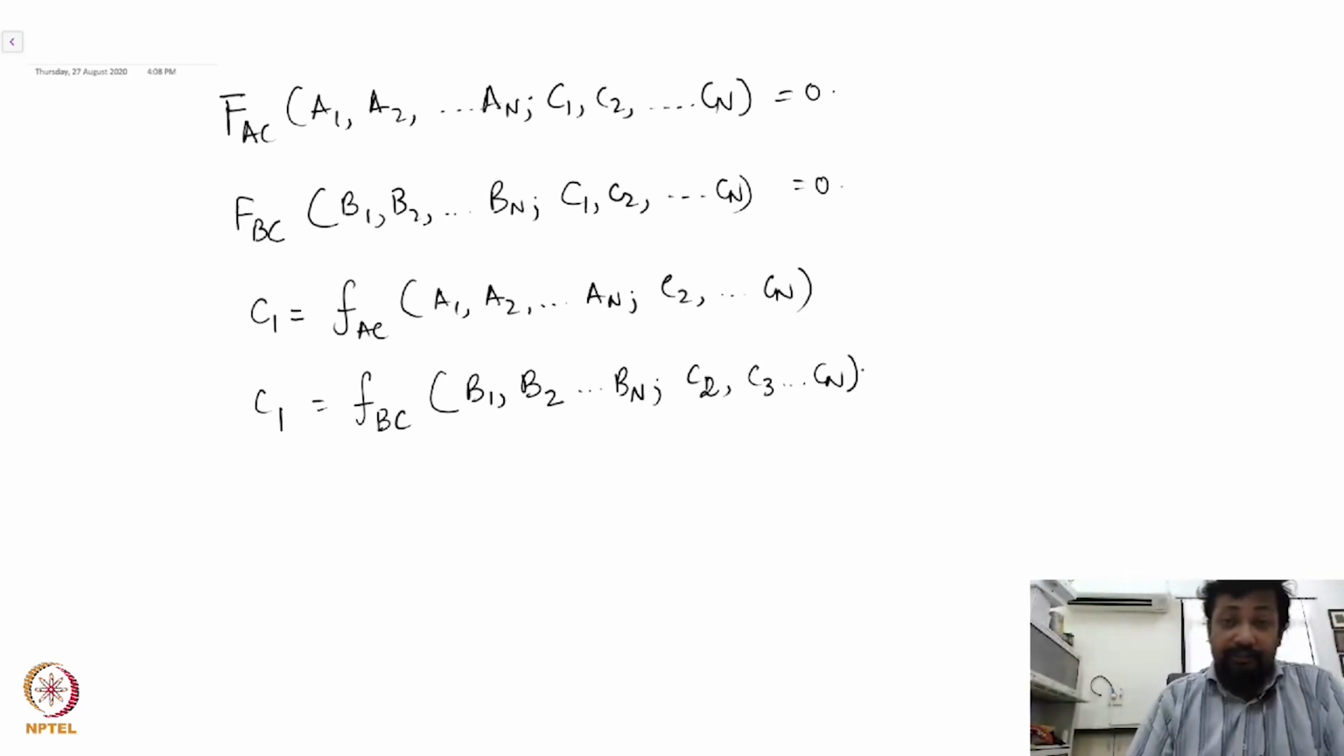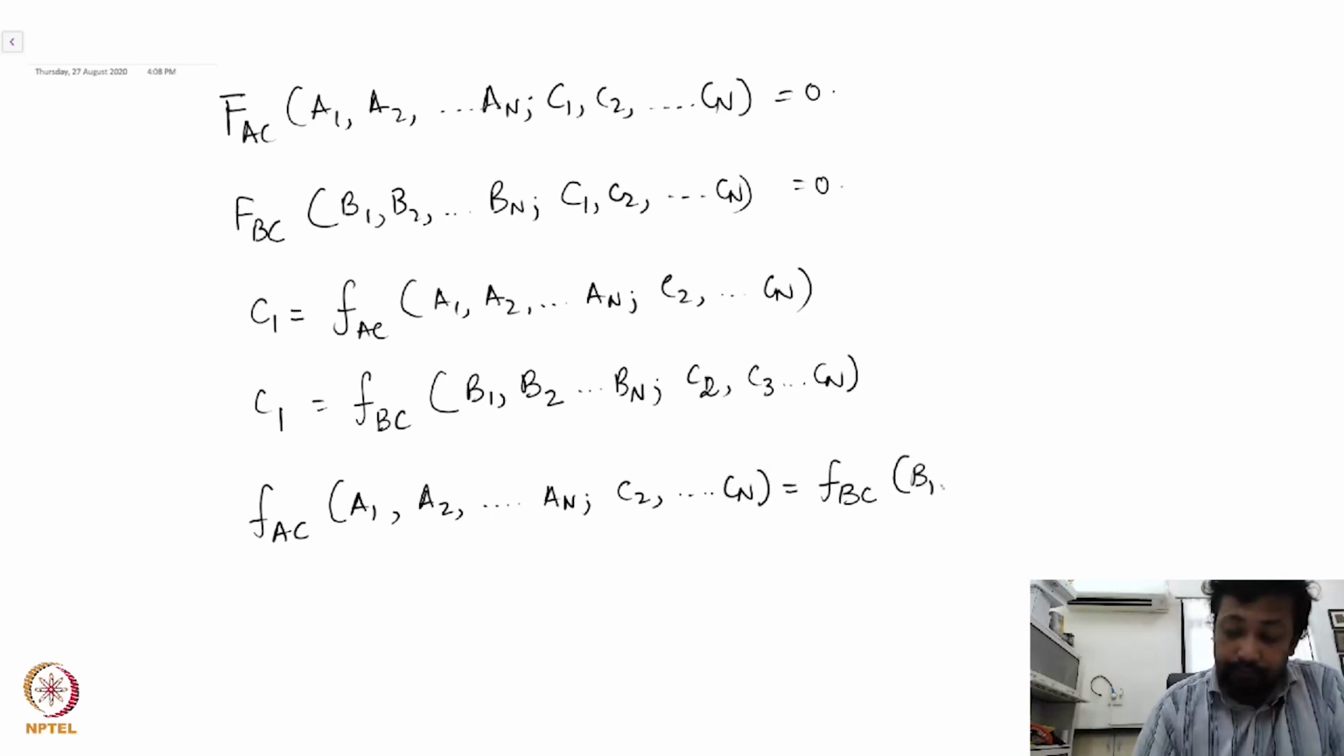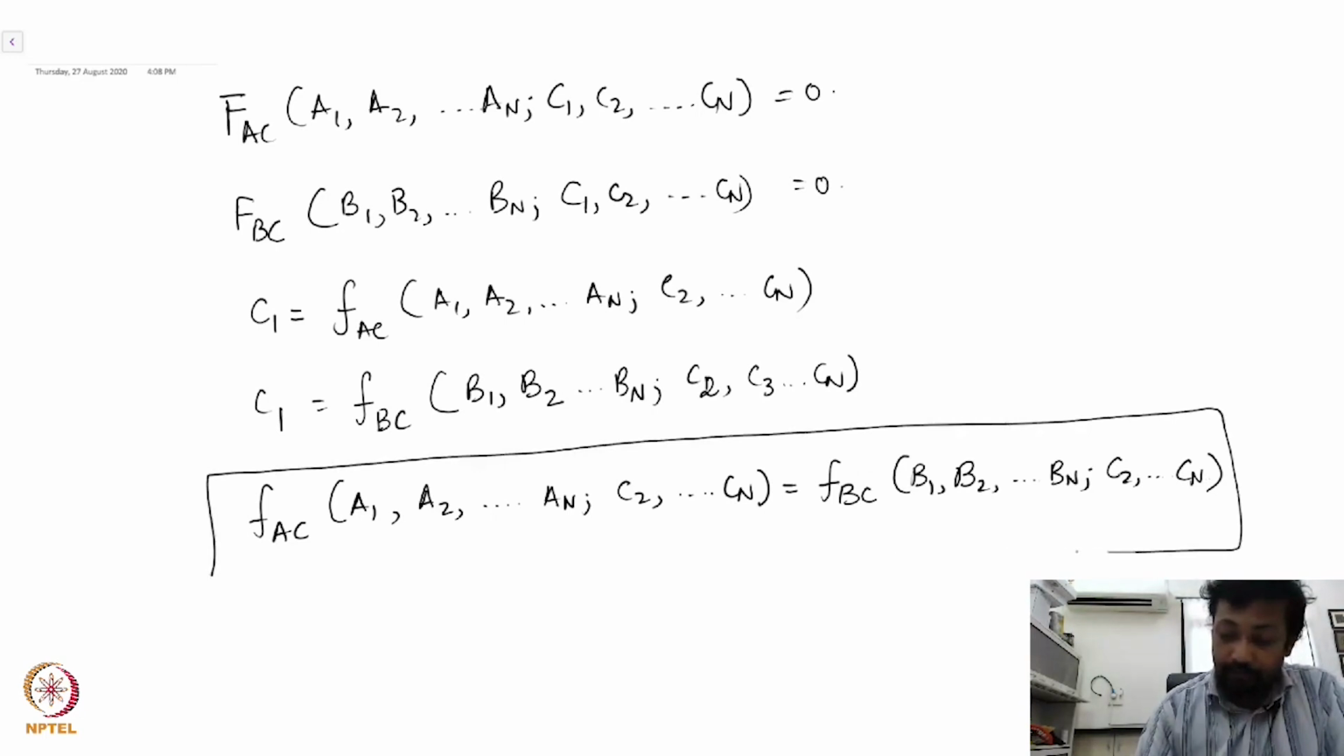So since the left-hand side is the same, it follows that f of A1, A2, all the way up to An, C2, ..., Cn is equal to f of B1, B2, ..., Bn, C2, ..., Cn. So this is one of the equations that I have.